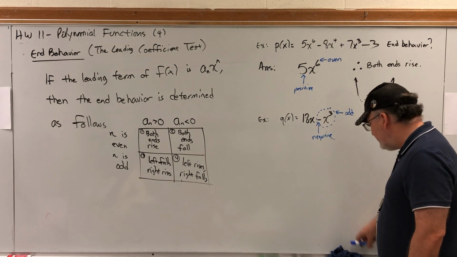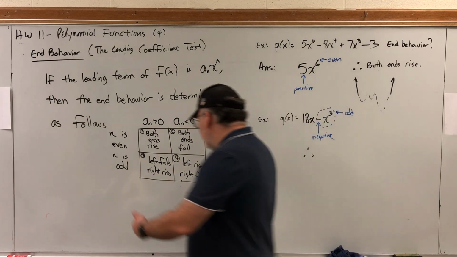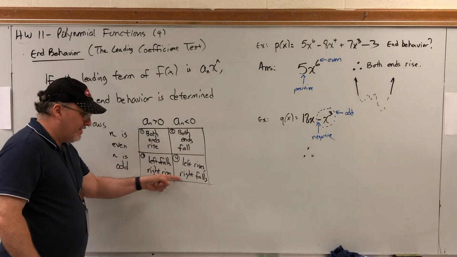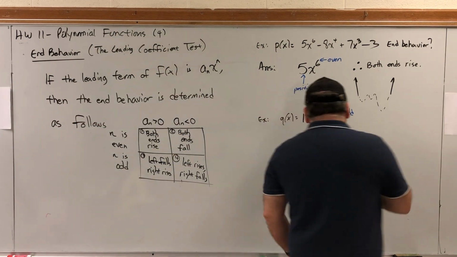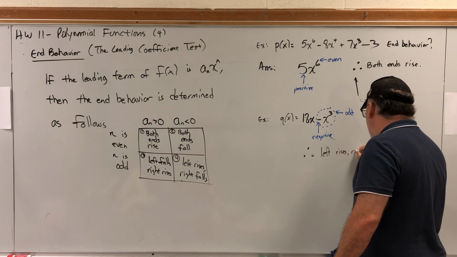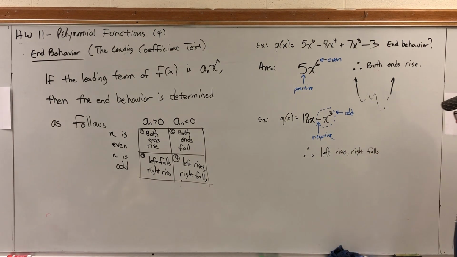So what does that mean about the end behavior? Well, when the degree is odd and the leading coefficient is negative, that means the left rises and the right falls. Left rises, right falls. Which means, without actually graphing it yet, I already know that the left end is going to rise and the right end is going to fall.